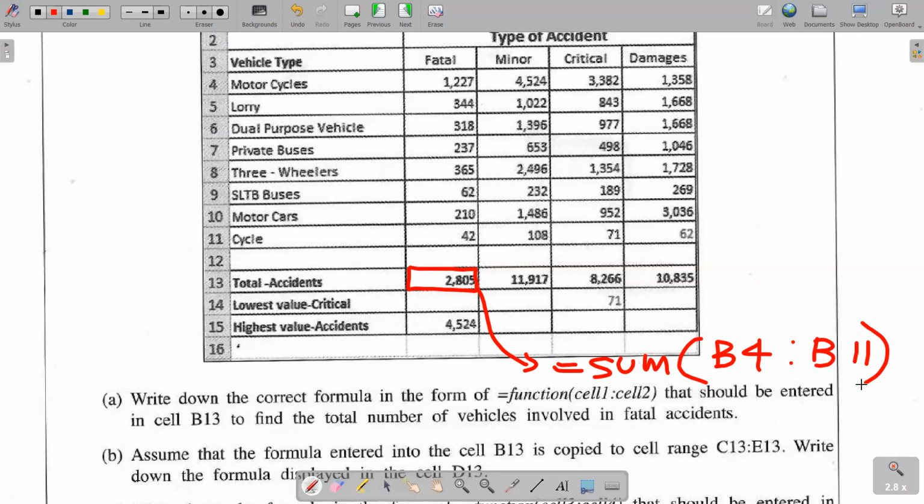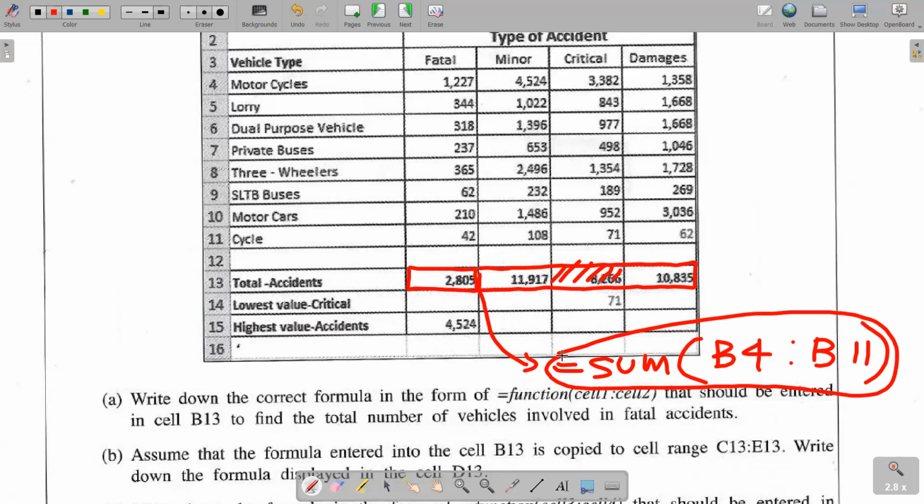Right, in part B it says assume that the formula entered into the cell B13 is copied to the cell range C30 to E30. That means on this range. Write down the formula displayed in cell D30. D30 means this cell. So that means this formula is copying 2 cells rightwards, to your right in the same column.